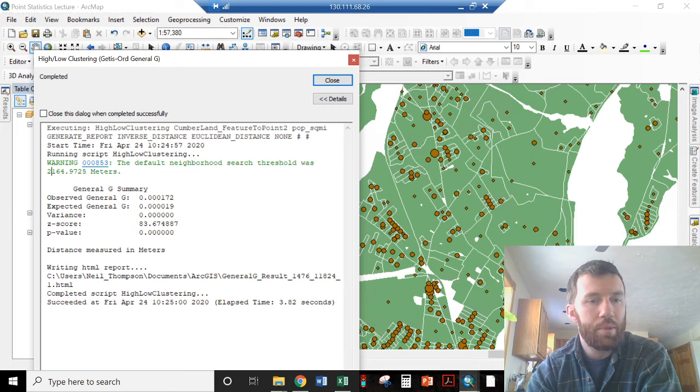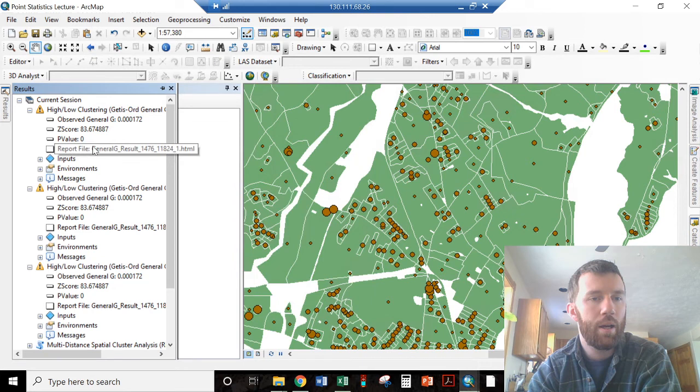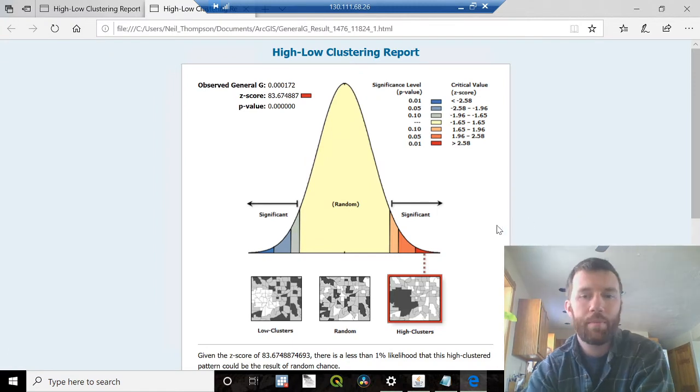So I'm going to close that because it's a lot easier to look at the graphic, which is accessed through the Results tab here, so Geoprocessing Results. And then here is the report file that lives somewhere on your desktop, and you want to make sure you save that, because this is the figure you can drop straight into your final report. And this is indicating that this has high clusters, so the high values are clustered. And it is very unlikely that this is due to random chance.